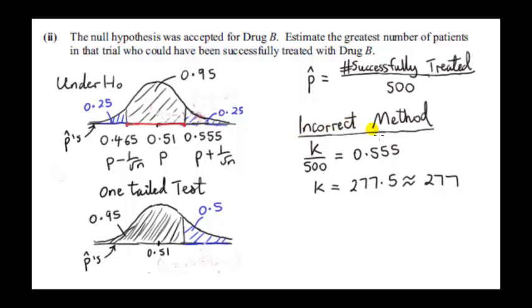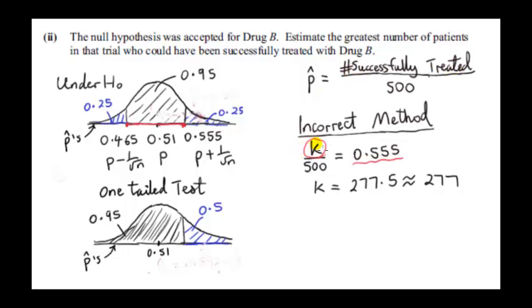First of all, I just want to show an incorrect method for answering this question. The incorrect method is to use the fact that if the null hypothesis is true, if p is 0.51 for drug B, then approximately 95% of all sample proportions p hat would lie between this value here and this value here. And the maximum value that our sample proportion could have is 0.555. So that maximum proportion gives us a maximum number for those successfully treated.